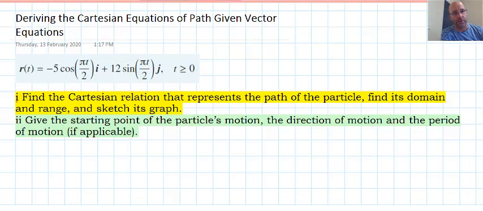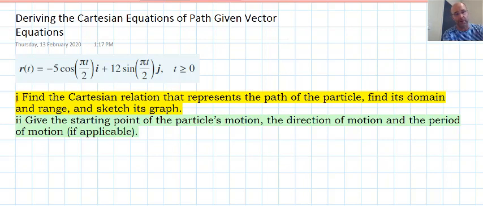Okay, so we're deriving Cartesian equations of paths, and we do this after we've been given a vector equation. This video is going to focus on paths that are elliptical and also hyperbolic, i.e. they make a hyperbola. So we're going to do two examples, one of each, and in both examples we're going to do the same thing. In yellow you can see there we're going to find the Cartesian relation that represents the path of a particle and find its domain and range, do a sketch of the graph.